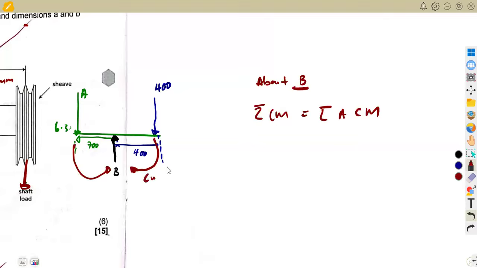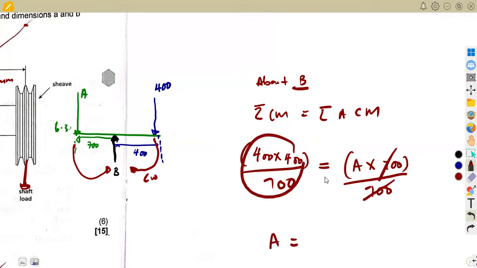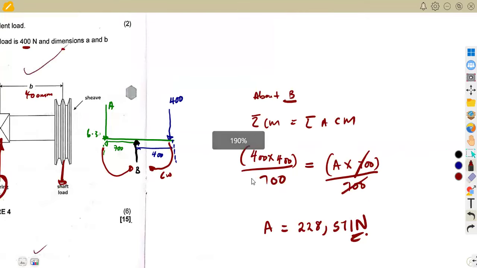So the 400 is moving in the clockwise. So it's going to be 400 back to B. The distance, force times distance, remember, force times distance must be equal to the anti-clockwise, that is A, back to B. So the distance there of A back to B is what? 700. So that's A times 700. So that was going to give us A. If you simply divide by 700 on both sides, this can cancel. So A was going to be equal to the product, 400 times 400 over 700. So this was going to give us 228.571 Newton. Remember, we are talking about the force, the load that we have at A and at B.